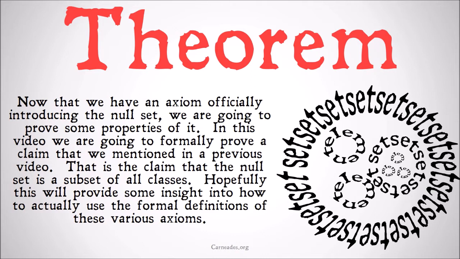In this video, we're going to formally prove a claim that we mentioned in a previous video. That's the claim that the null set is a subset of all classes. We mentioned this in a previous video on swelled sets because swelled sets always have to have the null set in them because the null set is a subset of all classes. Check out that video to see why, but for now, we're going to take a look at why that claim is true, because we kind of offered it with a bit of a general informal proof, but now we'll do a line-by-line more formal one. Hopefully this is going to provide some insight into how to actually use the formal definitions of these various axioms.